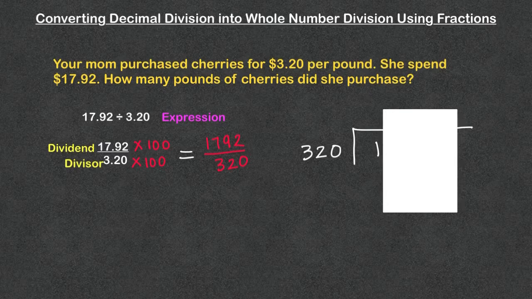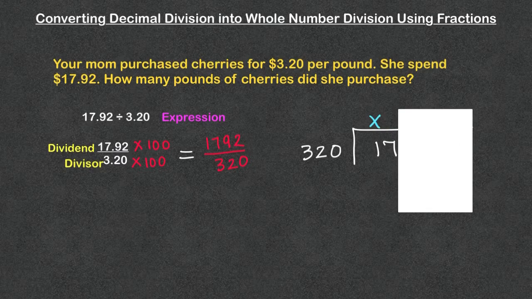If we only have 1, can you make groups of 320? And the answer is no. So we're going to write an X to make sure we don't write numbers on top of the 1. Then we're going to go to the next number. The next number is 17. Can you make groups of 320 when you only have 17? And the answer is no. So we're going to write an X on top of the 7. Keep your numbers lined up.